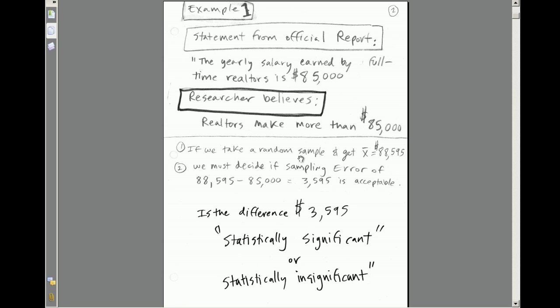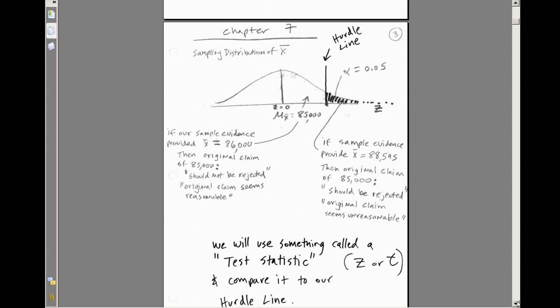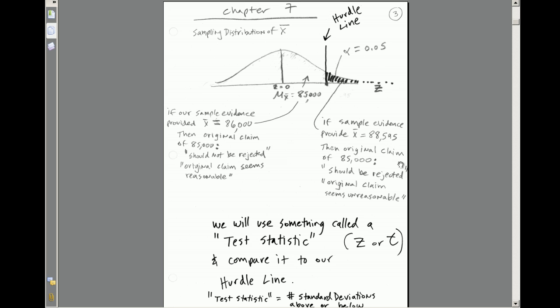So we must decide if the sampling error of the difference, that's $3,595, is that statistically significant or is it statistically insignificant? Now, I forgot the little double quotes there. Now, the cool thing is we already have all of the statistical and Excel techniques, formulas, functions, etc. from earlier chapters. Let's remind ourselves of what we did in Chapter 7.